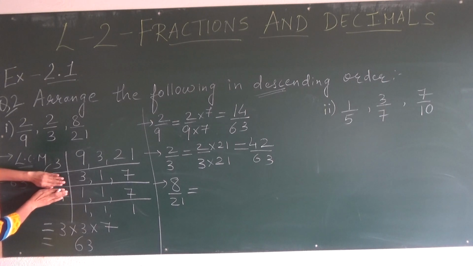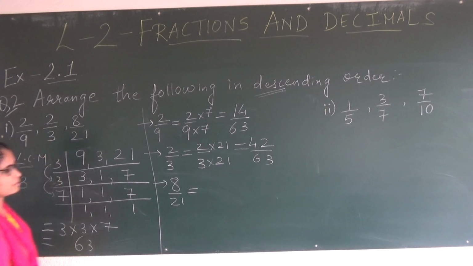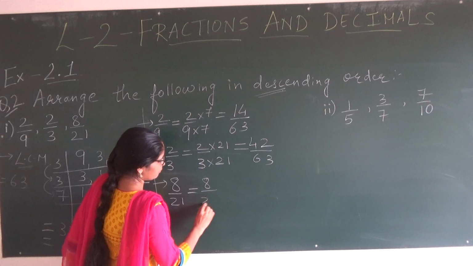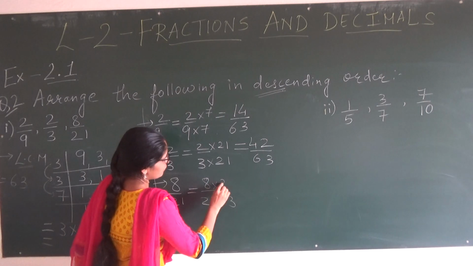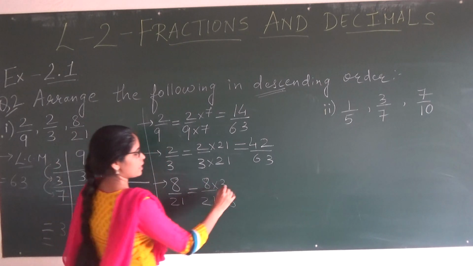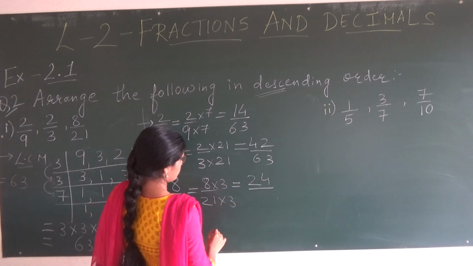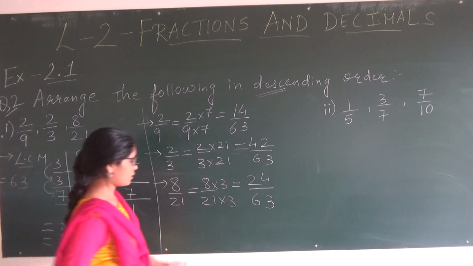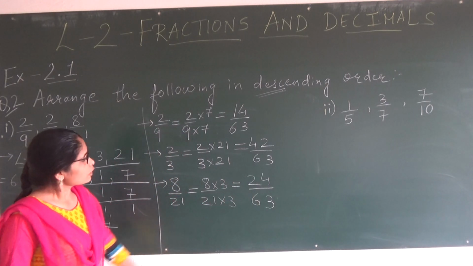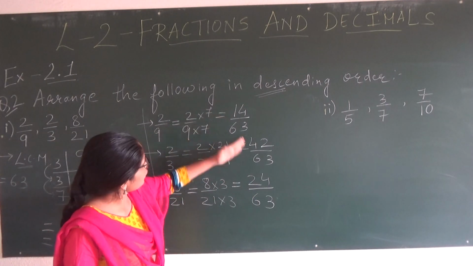Okay, so we don't have to take this. Now what is left? This 3 is left. So that we will multiply. So we will multiply this fraction by 3. Now 8 3s will give you 24 and 21 3s will give you 63. Okay, fine. So these are our three fractions, 1, 2 and 3.